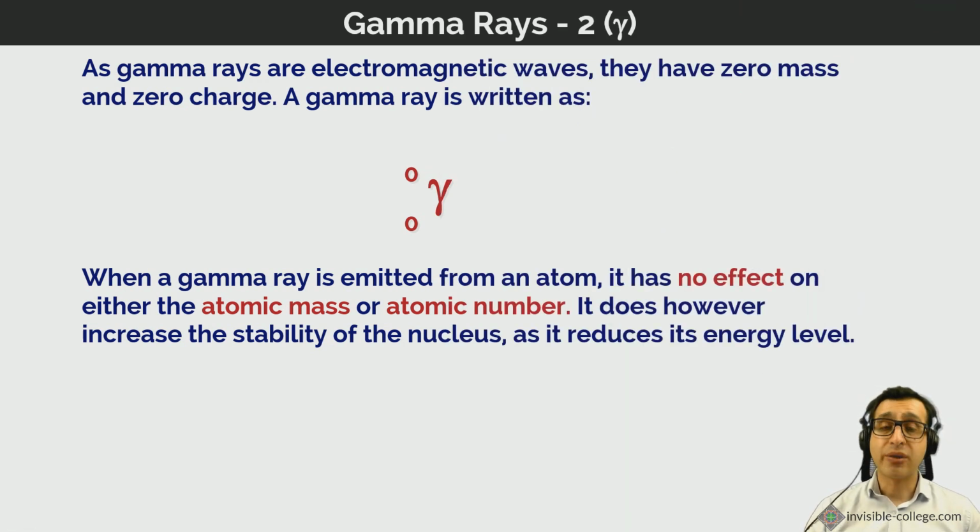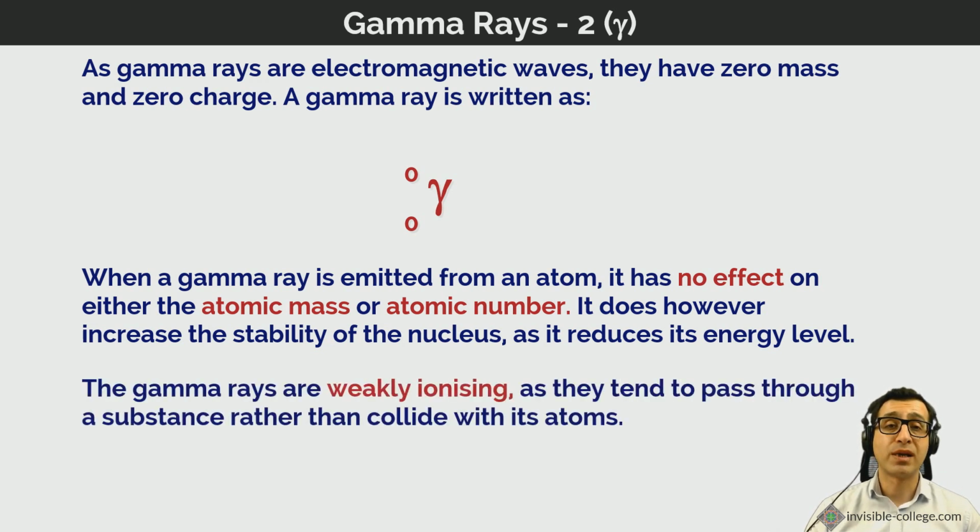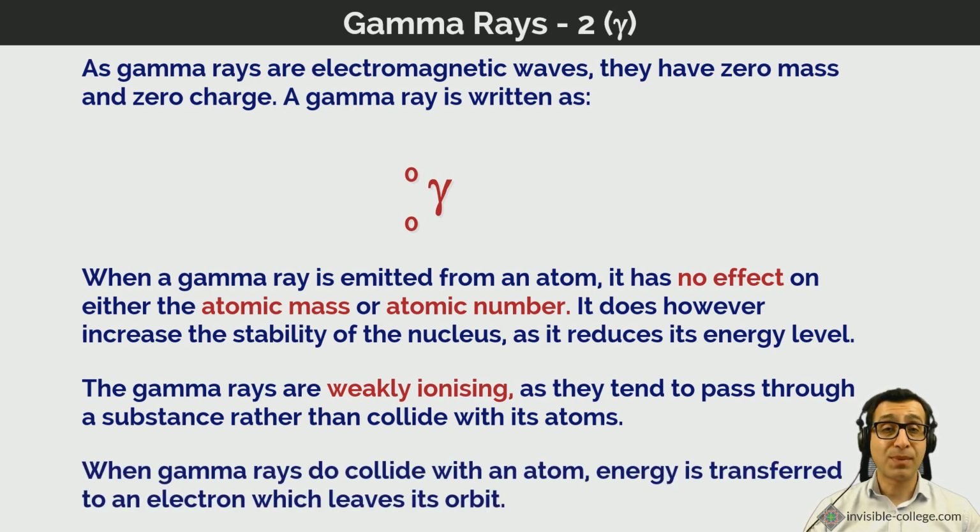So gamma rays can also ionize atoms, but they have the lowest ionizing power of the three types of nuclear radiation. And the reason for this is because being massless and being electromagnetic waves as opposed to particles, they are more able to pass through materials without interacting with the atoms of those materials. So when gamma rays do collide with an atom, they can ionize the atom by transferring the energy to an outermost electron. But typically they can pass through materials much more easily than alpha or beta particles.